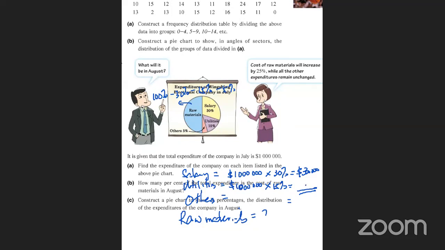Or after you have found all these three values, all together these four together is 1 million. Therefore, after you have got these three, you can also find the money spent on raw materials by using 1 million and then minus these three values. There are two methods to find the amount for raw materials. Now then you look at part B.